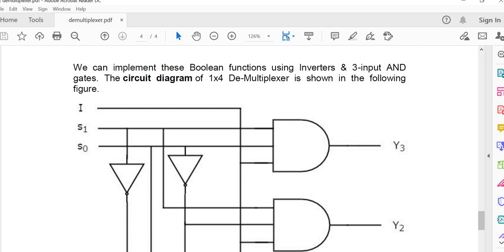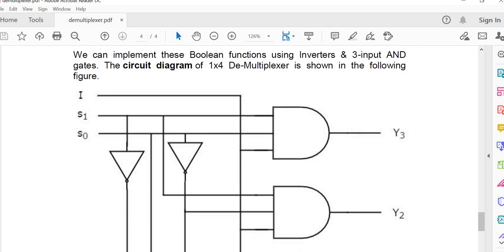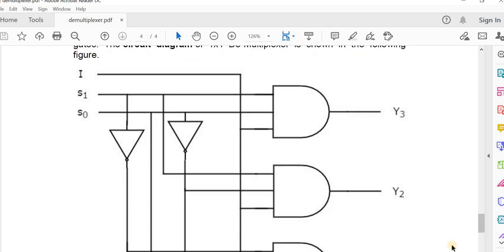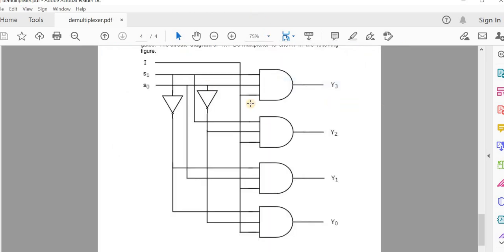So we can implement this boolean function using inverters and 4 AND gates. The circuit diagram for 1 to 4 demultiplexer is shown here. You can see, so this is the circuit diagram for 1 to 4 demultiplexer. This input I is connected to every output AND gate with these selection lines.